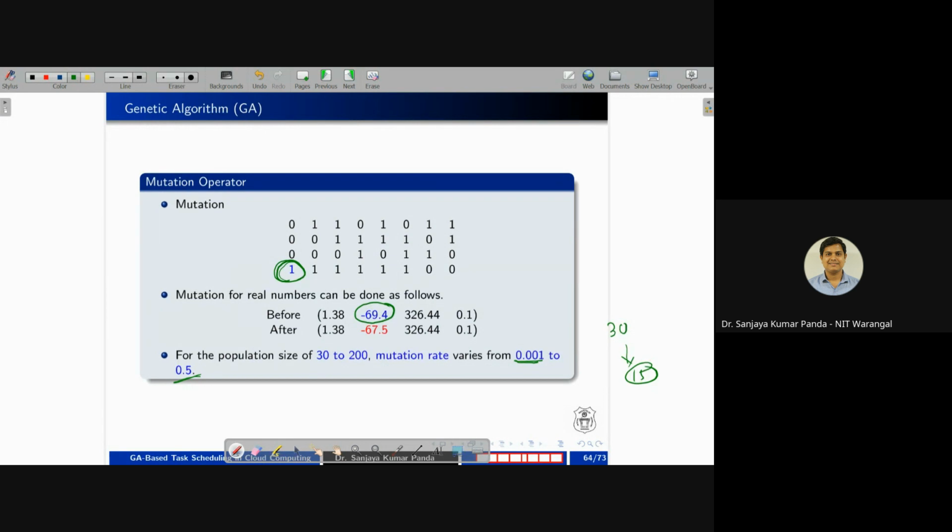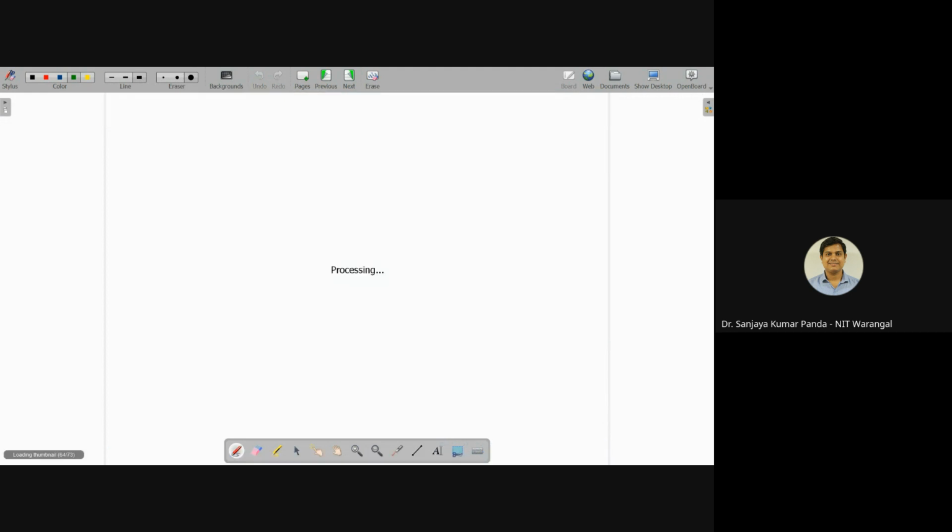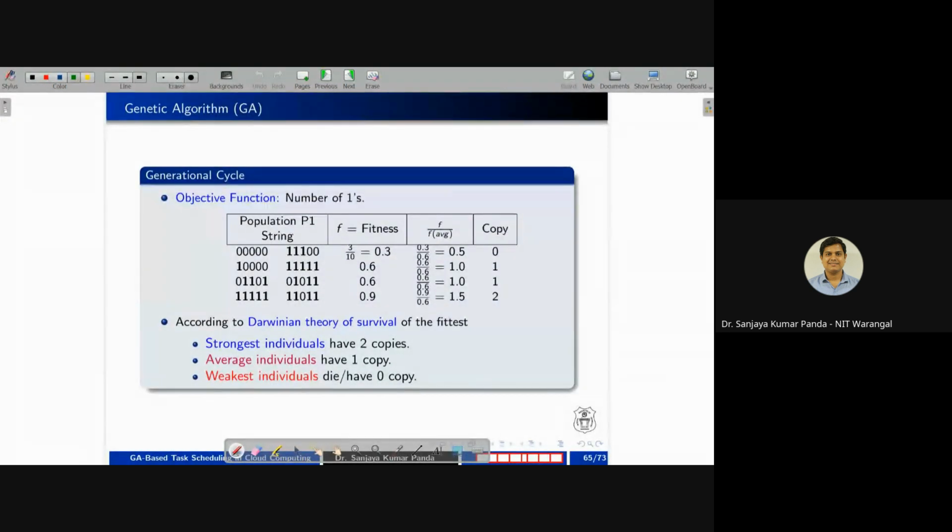Because the population is going to be changed. So we don't know whether we'll get a good solution or not, right? Okay, so this is the complete cycle. So in this problem, I am considering the number of ones as fitness. Okay, how many ones are there out of 10 is called my fitness. For example, if I take this particular population, 3 out of 10, okay, 3 ones are there out of 10 bits, so its fitness is 0.3. Similarly, if I consider the last one, the number of ones is 9 out of 10, so fitness is 0.9.